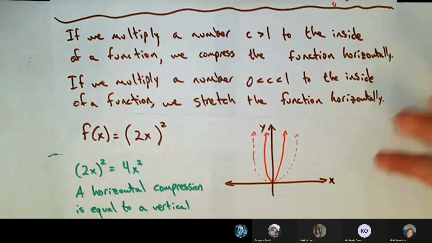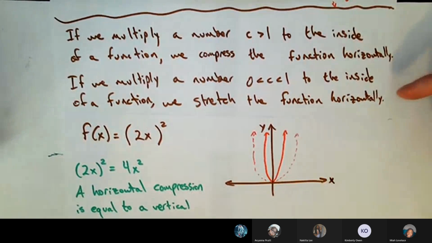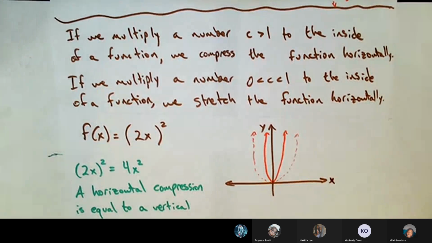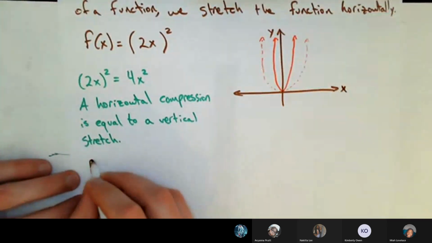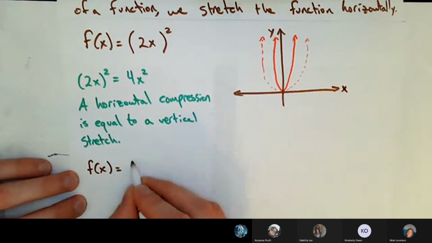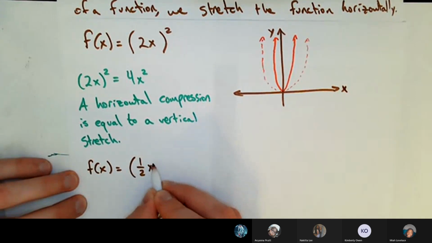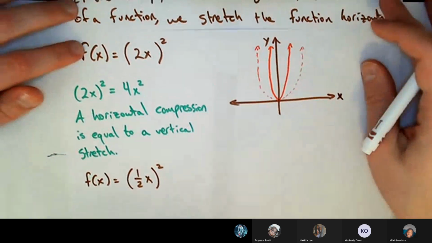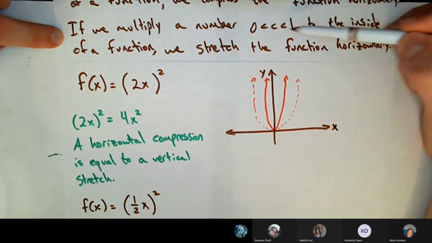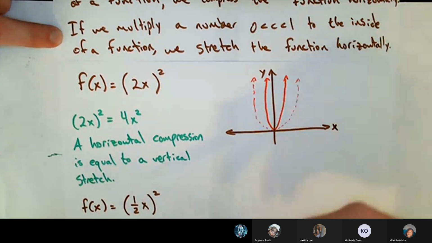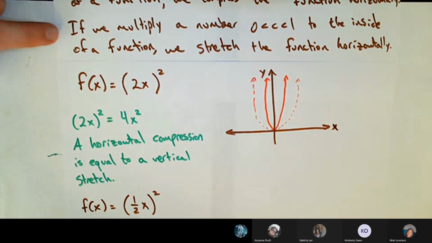And we'll also say a similar thing about the other case. But let me write down an example for that, and then we'll go look at some pictures. So let's look at f of x equals, with a inside the function. In this case, if we multiply a number inside the function that's between 0 and 1, so some smaller than 1 fraction, we stretch the function horizontally.